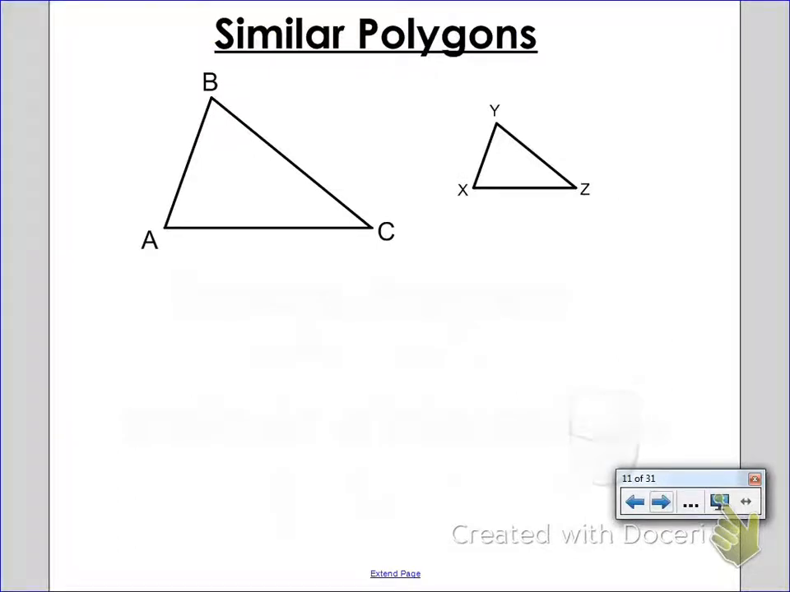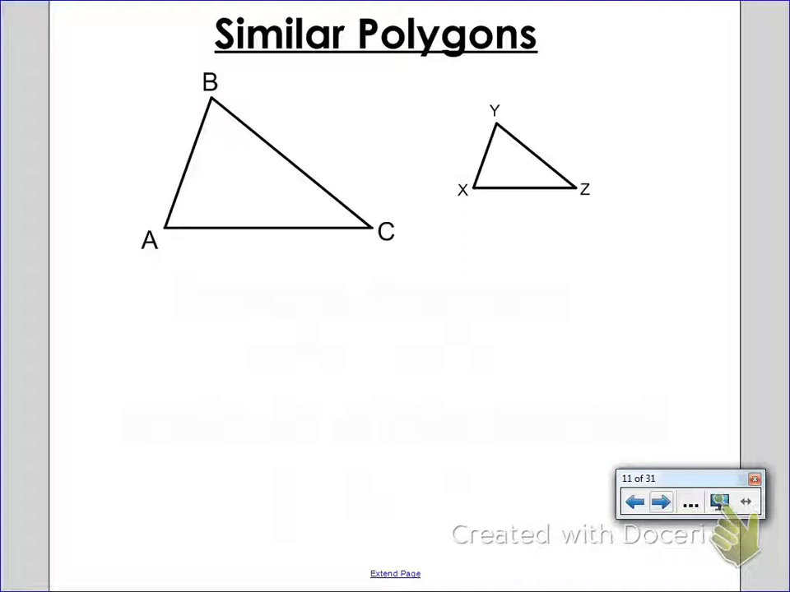All right, now that we've defined what similar polygons are, let's take a look at what two similar polygons might look like. This is different than congruency, in the sense that congruency meant that two shapes were the exact same shape and the exact same size. So basically, exact clones of each other. With similarity, the two shapes will be exactly the same as far as their shape is concerned. However, they will be different sizes.